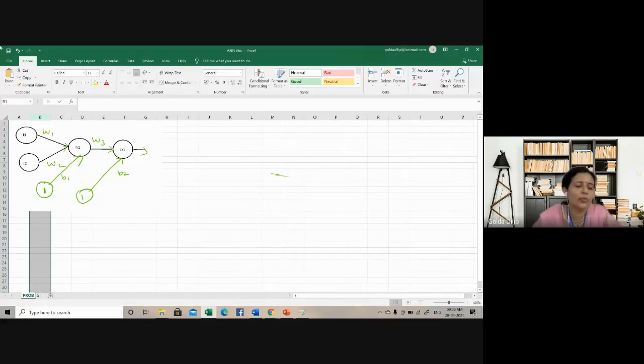Next, I'm going to treat the hidden node and the output node by classifying each node into two parts. One part is called net H1, and the other part is called out H1. Similarly, this part is called net O1 and this part is called out O1. This is my output.